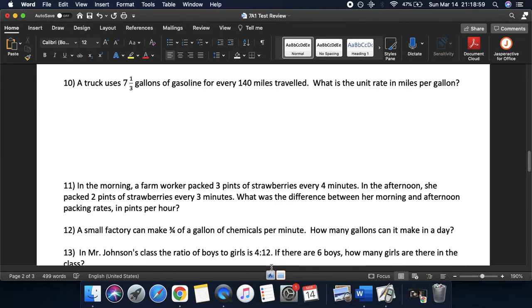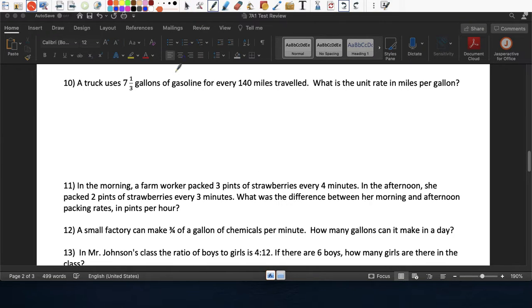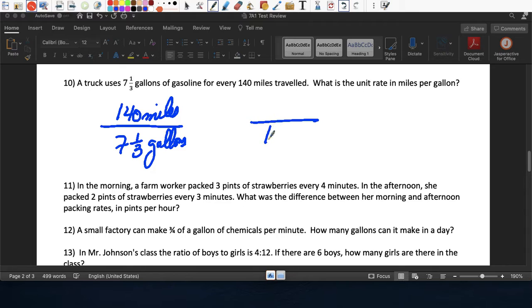Again, another unit rate, per gallon. So we want to know in 1 gallon. So that's what we're going to write. The gallon has to be at the bottom, guys. So this truck travels 140 miles in 7 1/3 gallons. What's the unit rate with 1 gallon?